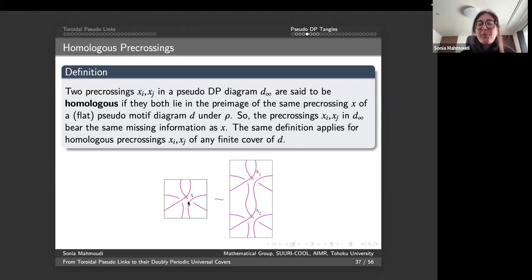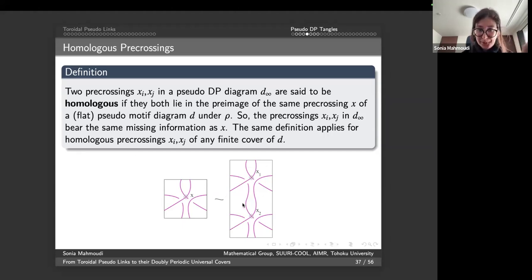But in the case of pre-crossing, here we have a tricky point. If you are given a pseudo motif with pre-crossing, the distinction with the classical crossing is that we want to give some kind of label to the pre-crossing such that the information of the pre-crossing, which is supposed to be either over or under in principle, will be kept when we go to any finite cover. So this is what we will call homologous pre-crossing.